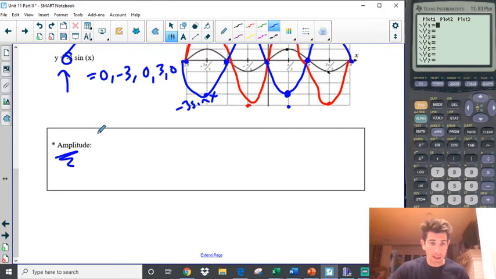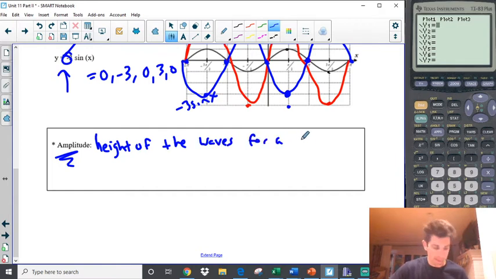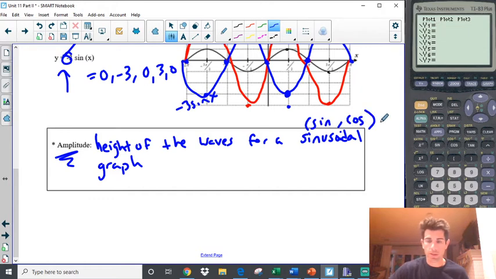So it's the height of the waves for a sinusoidal graph. I'm not really great at spelling. There's an I here. Graph. Sinusoidal just means kind of a sine or a cosine.